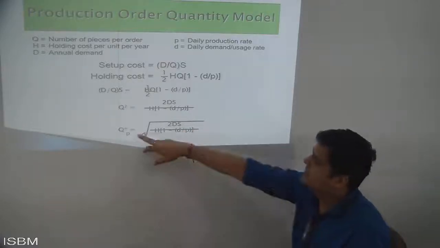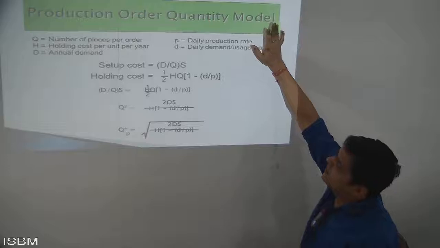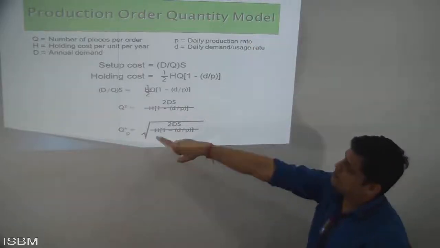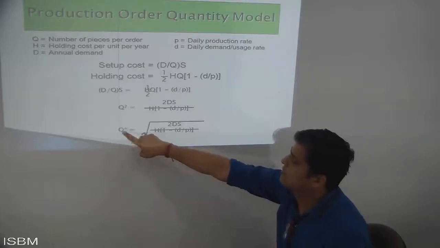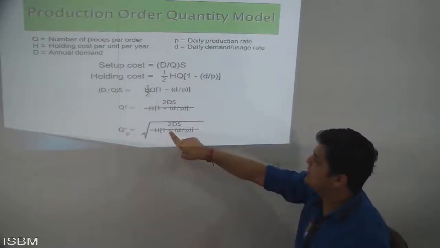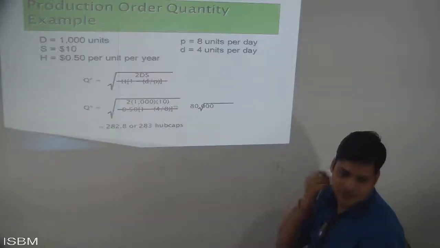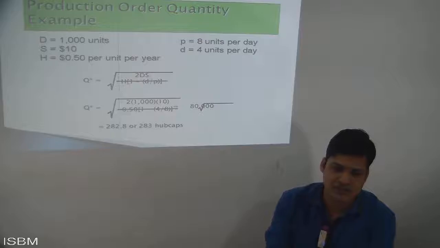In the production model, PO stands for production. EOQ is the economic order quantity, and this is the production order quantity. That's why we have PO here. So the production order quantity is 2DS upon H, in the bracket, (1 minus D by P). This is the formula. Demand is 1000.